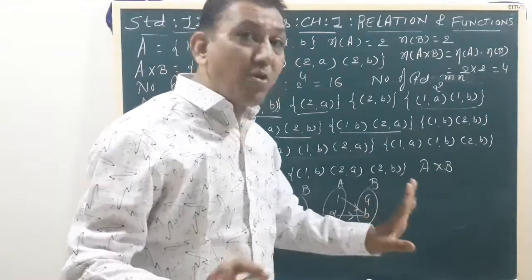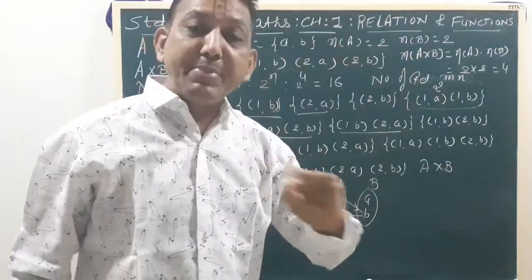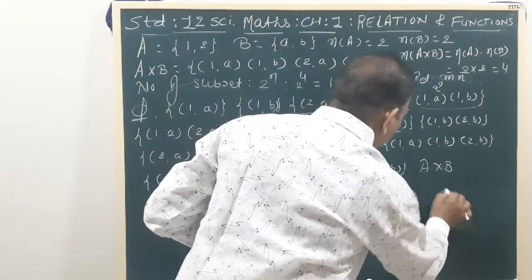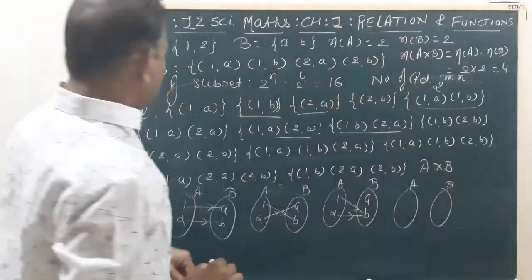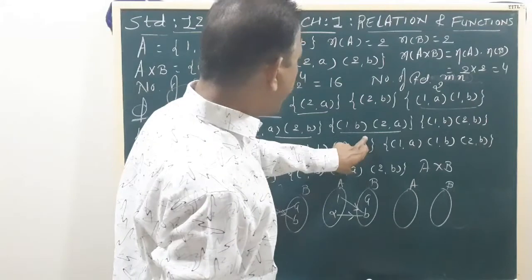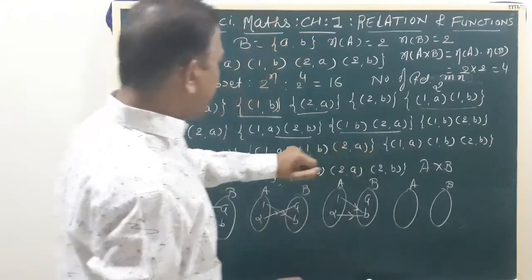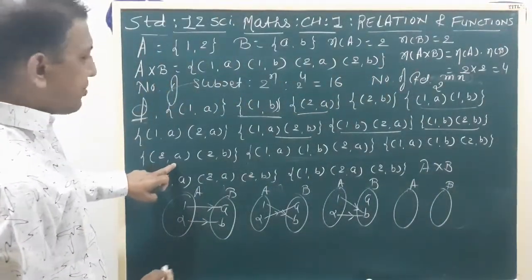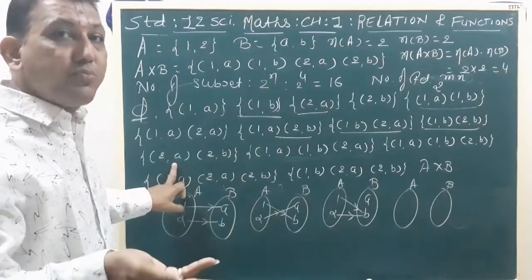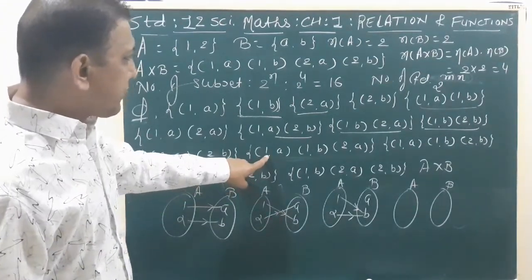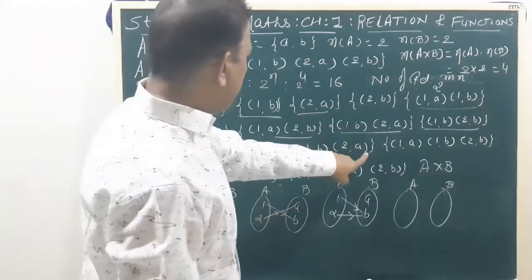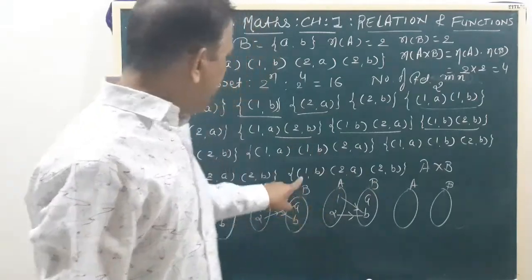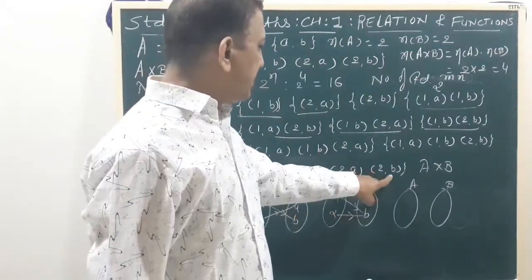Codomain elements remaining is not important, but domain elements, no one can remain. Each and every relation is possible. First 1A completed, 1B completed, 1B, 2A. Now 2A, 2B is not possible because it has more than one relation. 1A, 1B is also not possible. A three-pair combination is not possible. 1A, 2A, 2B is not possible. This one is also not possible, because 1 is related to B, 2 is related to A, but then 2 is also related to B.